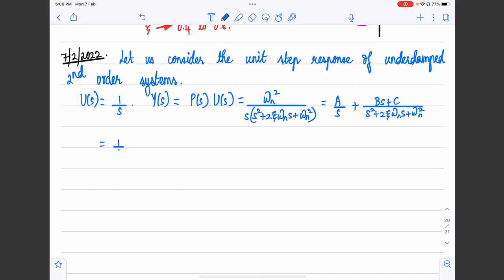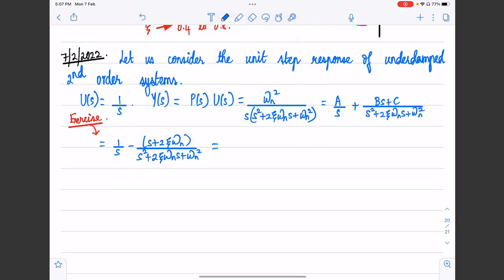Please find out the values of the residues. A will come to be 1, B will come to be minus 1, and C will come to be minus 2 zeta omega n. I'm leaving this as an exercise for you to do. So please find A, B, and C. This is how they will split up. For this step, I'm giving the answer and leaving the derivation as an exercise. If you face any issue, please let me know and we can discuss in the next class.